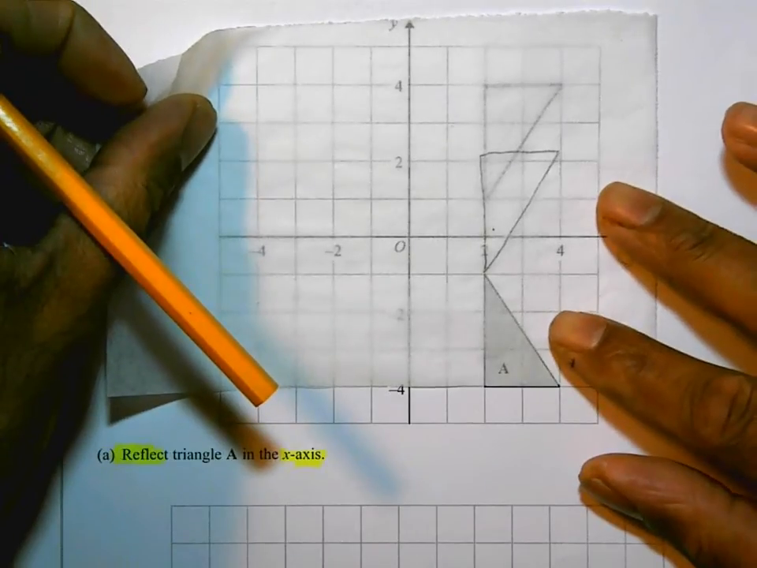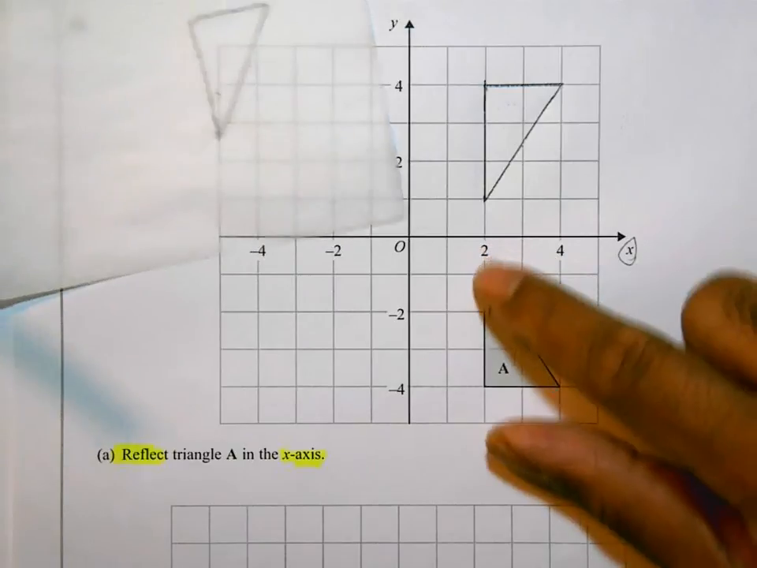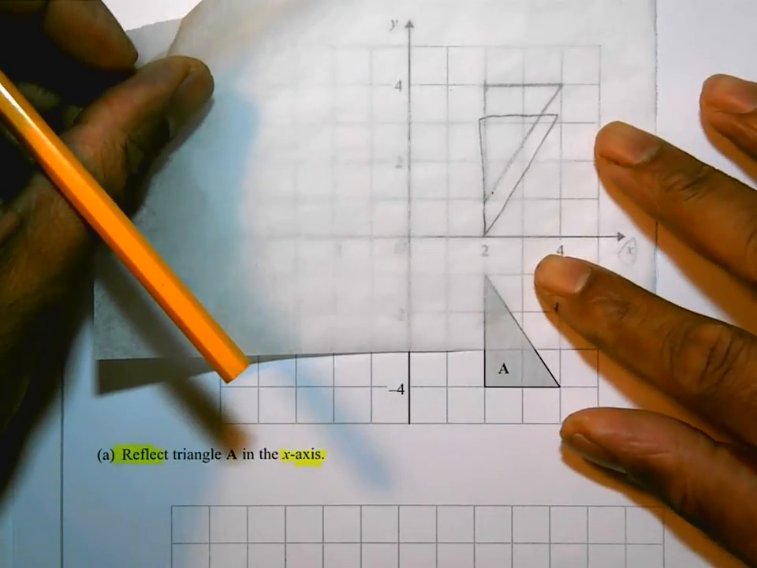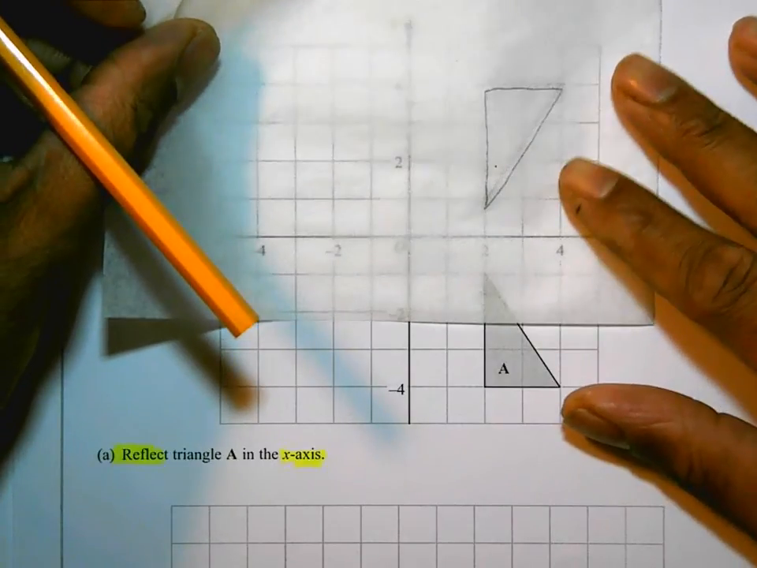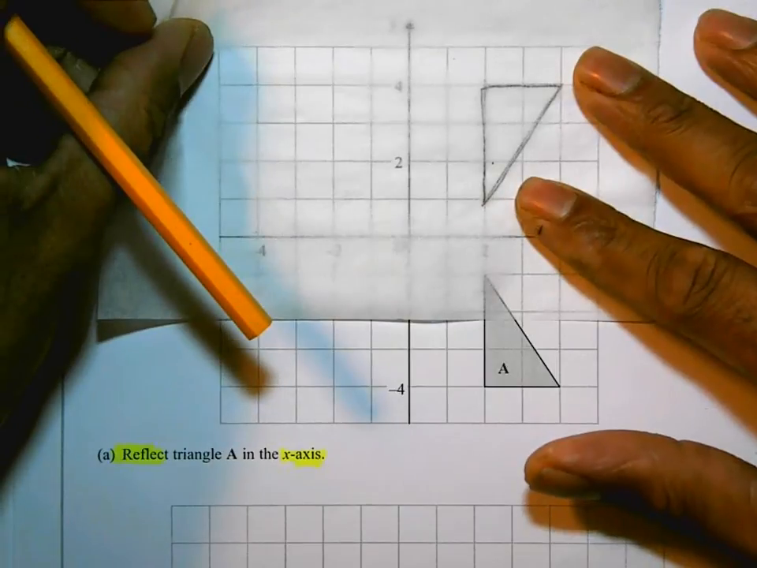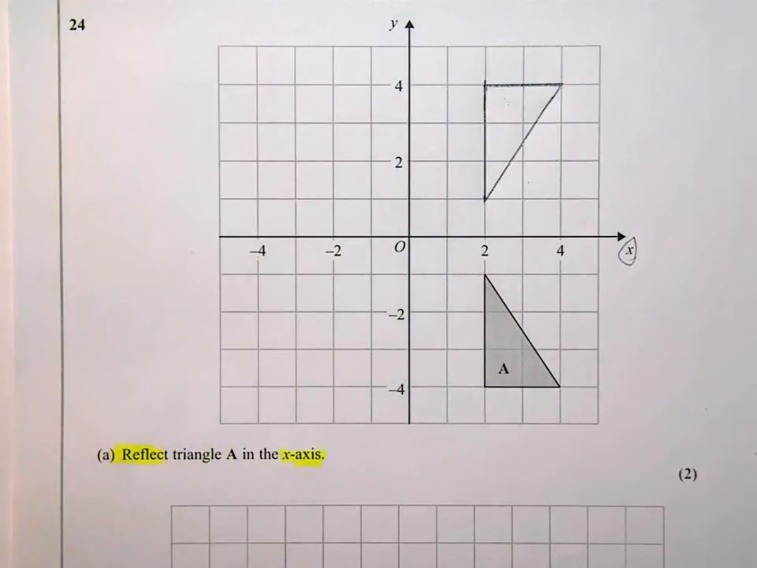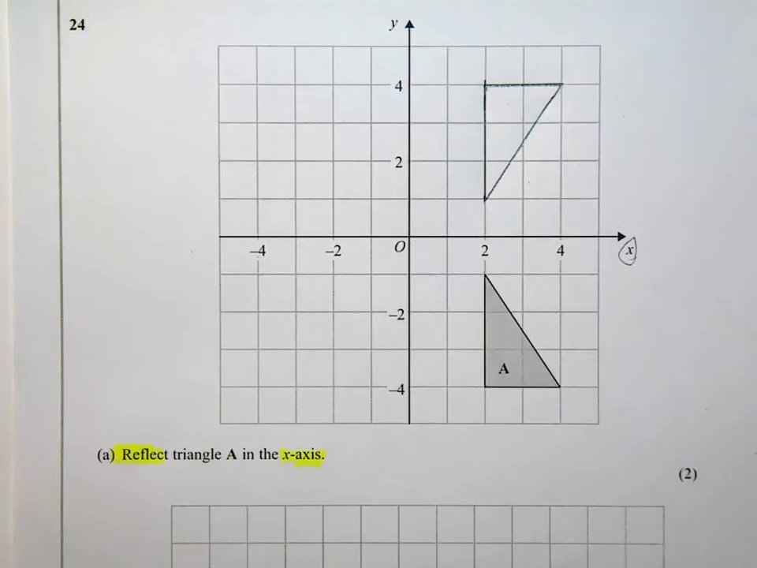Because this is 1 square away, if I put it 1 square away on the other side of the mirror line, you could see that it is pretty much identical to the shape that I've drawn, and it overlaps that completely. Okay, that's a pretty straightforward question. Reflect triangle A in the x-axis. They didn't ask you anything more. That's 2 easy marks.